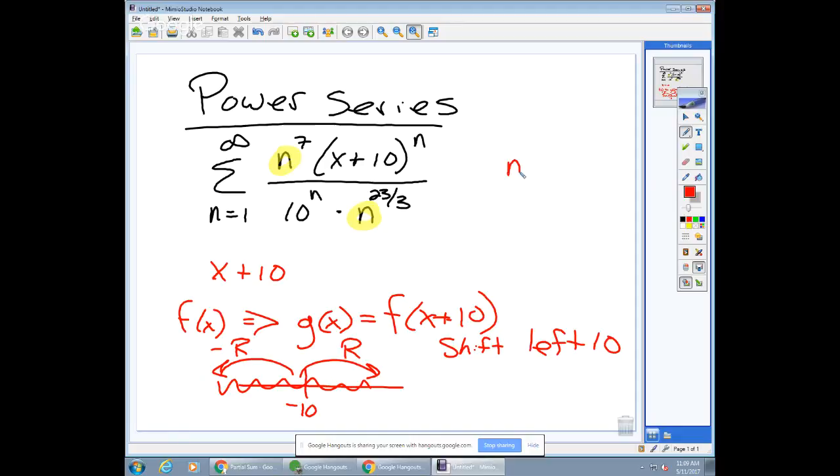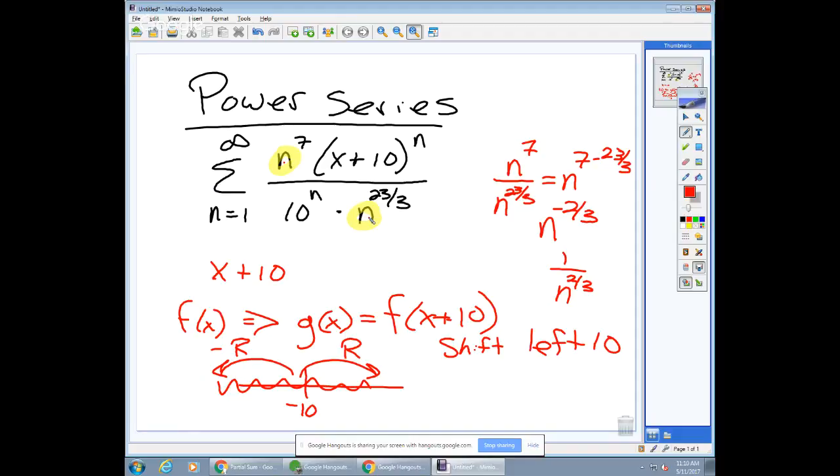So what happens if I just take n to the 7th divided by n to the 23 thirds? Well, that would be n to the 7 minus 23 thirds. Let's see, 7 is 21 thirds. So it's going to be negative 2 thirds, which I would probably rather write as 1 over n to the 2 thirds, so I don't have to worry about negative exponents. There's nothing wrong with negative exponents, but somehow we were biased against them by our previous teachers. But they're actually okay.